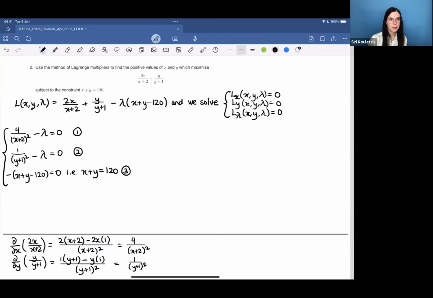And now the next step is that we would like to eliminate lambda from equations 1 and 2 so that we get an expression for x in terms of y and vice versa that we can substitute into equation 3, which will then become an equation in one variable only. I'm just going to write, since we're doing revision, write what we're doing.